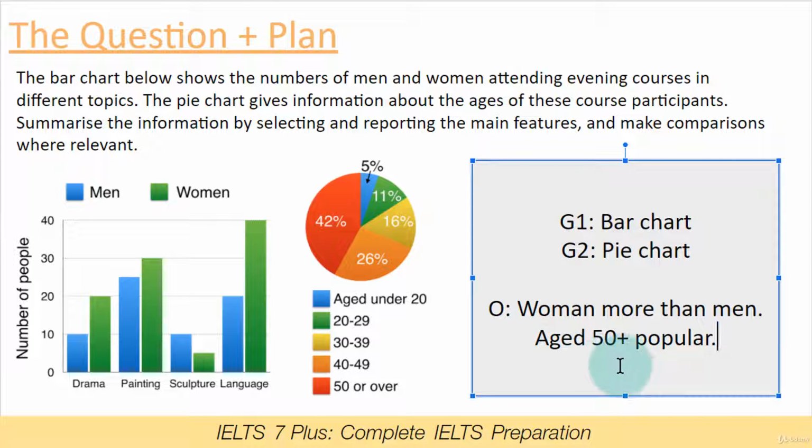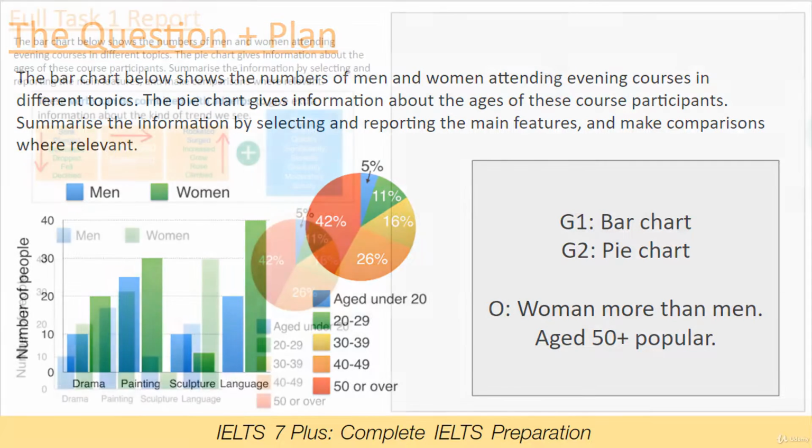I often see students writing 2 or 3 really nicely written grammatical sentences. It's a bit of a waste of time. Save that for the report. Okay, so that is my plan, and I think pretty much I'm ready to start writing now.